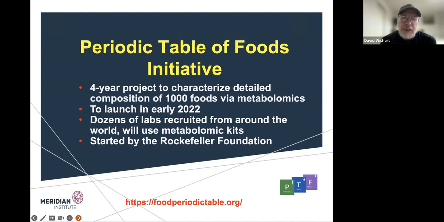The net result will be a resource not unlike FooDB, which again will allow people to explore not only composition of foods, but also look at regional differences in how an apple from Canada is different from an apple in the US versus one in England. So these are examples, I think, of the applications, the new types of information that we're able to generate, and the new initiatives that are arising from advances in metabolomics towards food composition analysis.